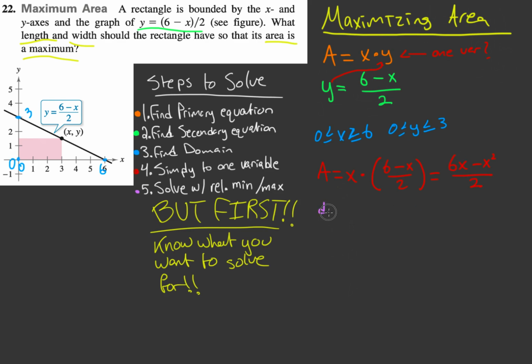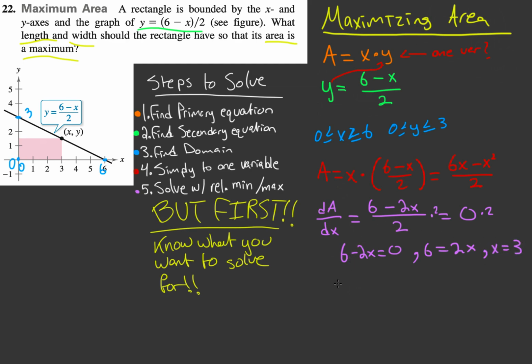So if we do dA/dx, which is the change of the area with respect to x, so as x changes, how does the area change? We get the derivative of this, which is 6 minus 2x all over 2. Then we can set this equal to 0 in order to solve. We multiply by 2 on both sides to make it simpler. We get 6 minus 2x is equal to 0. So that means 6 is equal to 2x, which also means x is equal to 3.